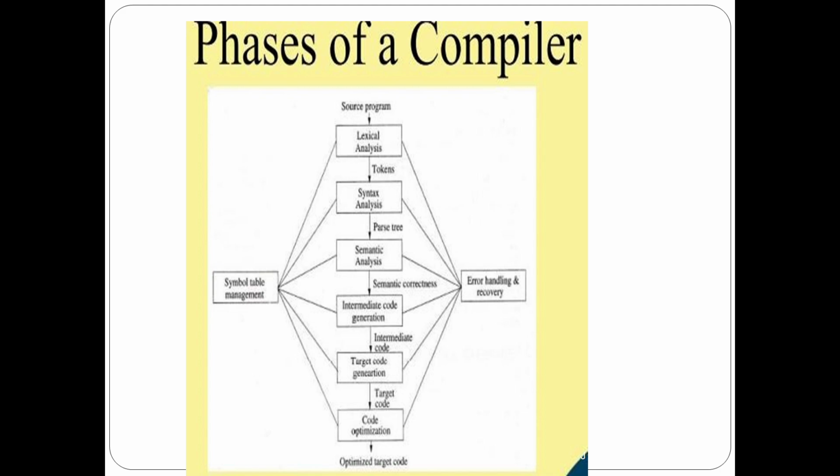Then it will go to the intermediate code generation, which will generate some intermediate code. Examples of intermediate code are three address code, quadruples, triples and indirect triples. These intermediate codes are generated by the intermediate code generation. Finally, the target code will be generated. If any optimization is required, that will be done by the code optimization phase. Whatever symbols or identifiers are used during the lexical analysis will be stored in the symbol table. And any error will be handled by error handling and error recovery.